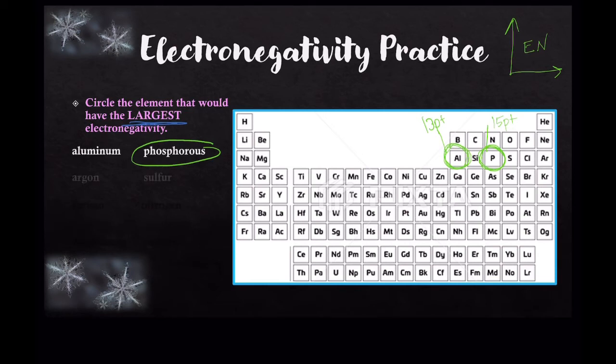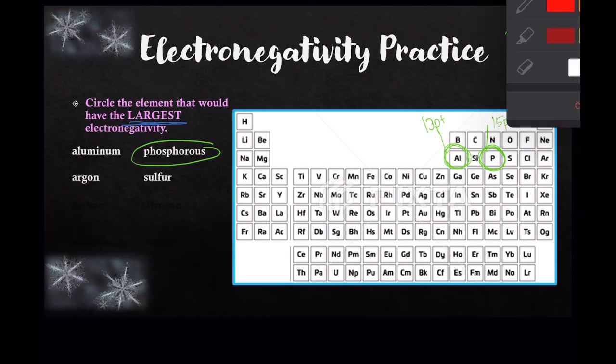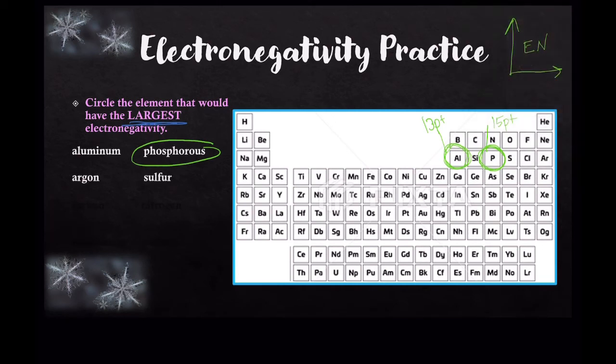Next, we'll take a look at these two elements, argon and sulfur. So let's find them on the periodic table. Here's argon, and here's sulfur. So I circled them both in orange. Which one has the greater electronegativity? So hopefully you came up with sulfur as your answer. Did I trick you there?